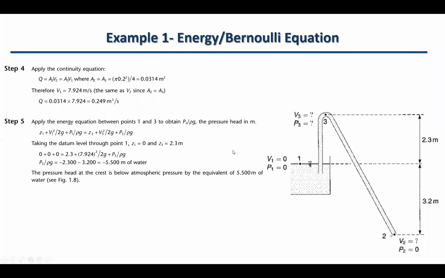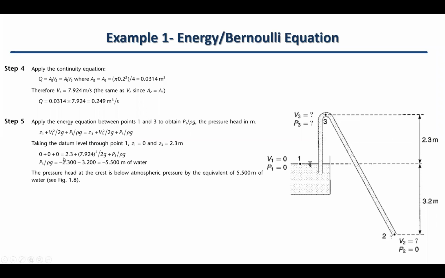So for Z1, we can just keep the same reference, or we can take the datum passing through point 1, so Z1 is 0. The datum level for this calculation is changed, and that's absolutely fine, as long as you use the same reference line for the two points that you are discussing. You're just going to change that one. So Z1 is 0 and Z3 is 2.3 meters.